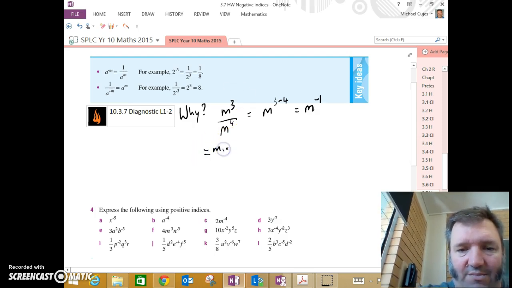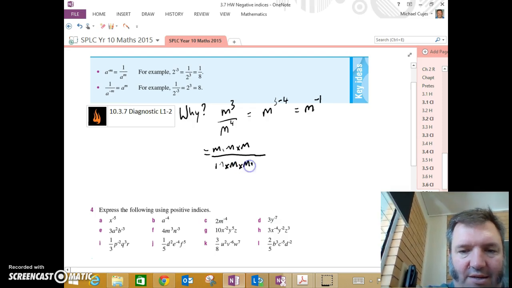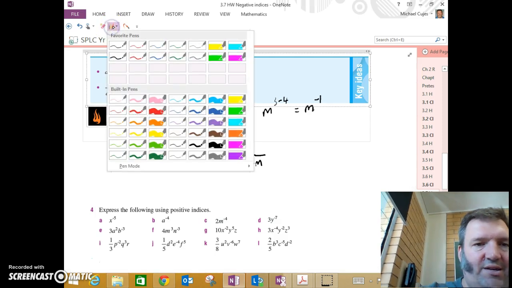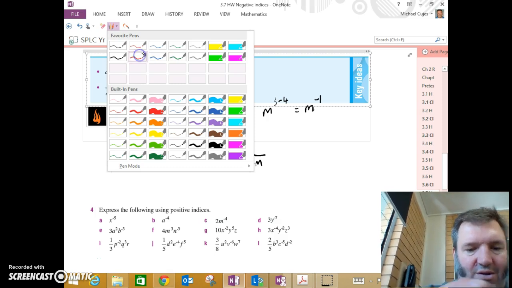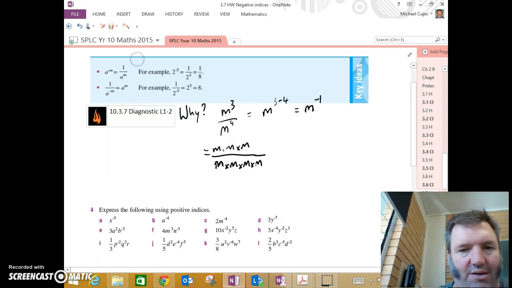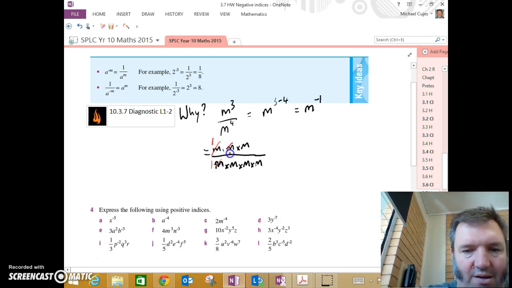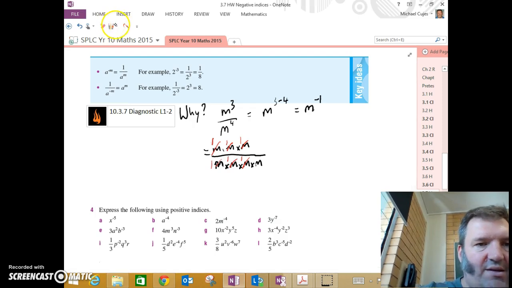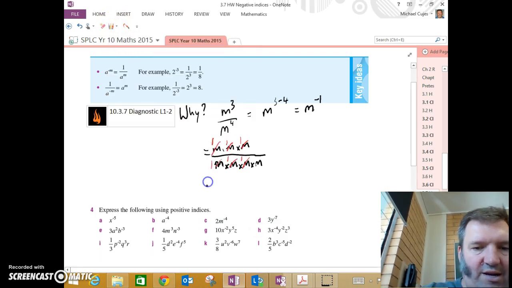Here I've got m times m times m in the numerator, and I've got 4 of those m's in the denominator. You can see the pen is really not wanting to work for me now, but that's okay. We'll persevere. What's going to happen when I do this? That m cancels with that m and goes to 1 over 1. M divided by m, 1 over 1. So what I'm left with in the numerator is 1, and in the denominator is m.